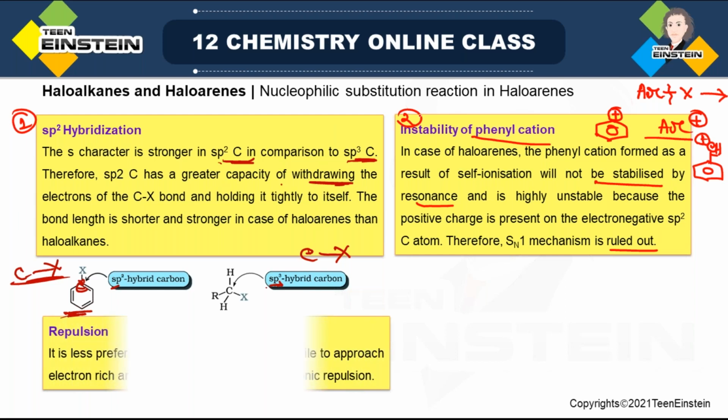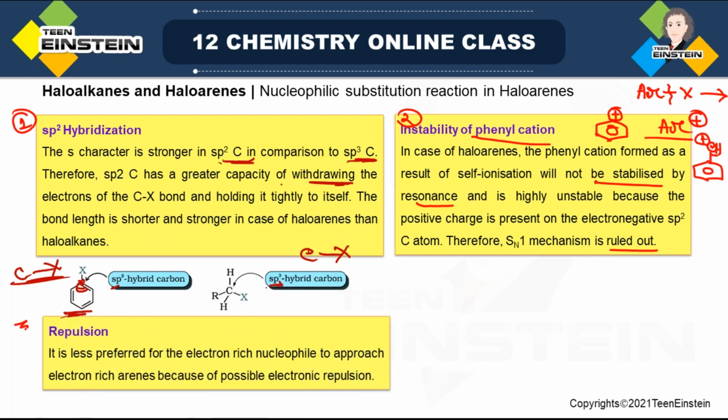This is the second point. The third point, repulsion. As we are discussing nucleophilic substitution, the attacking reagent must be an electron-rich species. What is mentioned here is that it is less preferred for an electron-rich nucleophile to approach electron-rich arenes because of possible electronic repulsion. As we are talking about haloarenes, there is a pi cloud present above and below the benzene ring. If I am drawing the benzene ring like this, there is a pi cloud above and below, and when the nucleophile tries to attack here, there is also negative charge in the pi cloud and also negative charge in the nucleophile. So there will be repulsion between these two negative charges, and because of this repulsion, when the nucleophile tries to approach the benzene ring, that will not be a very favorable process. So this is the third reason.